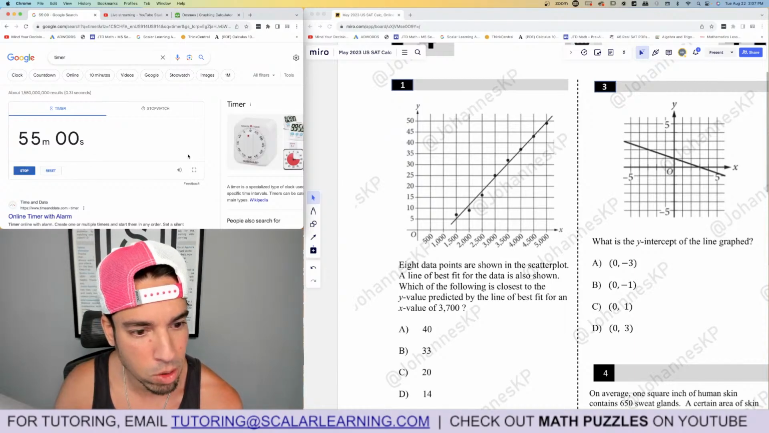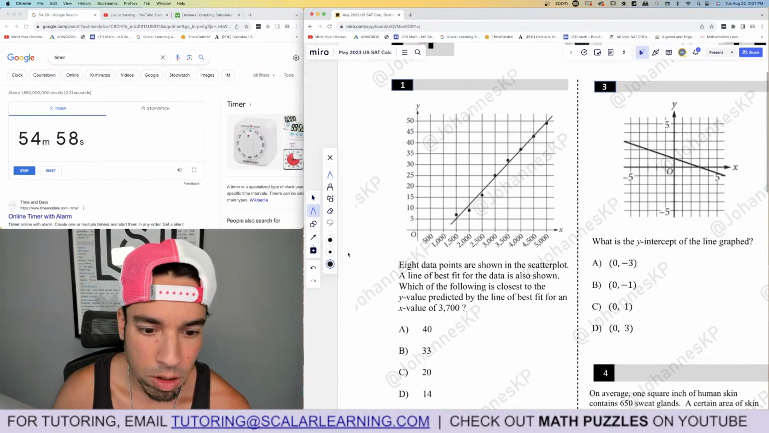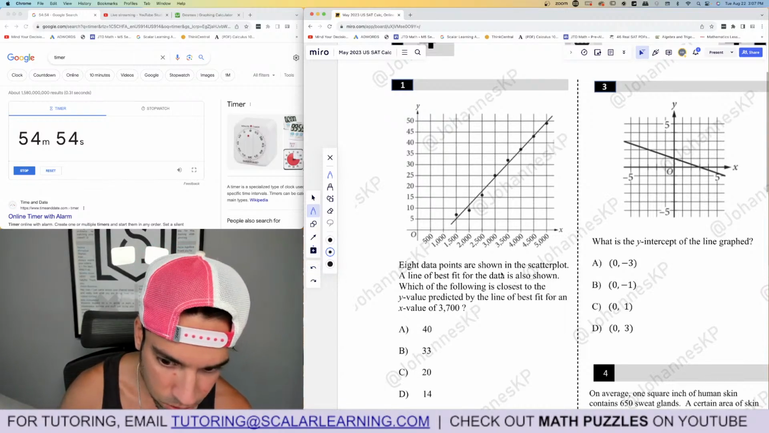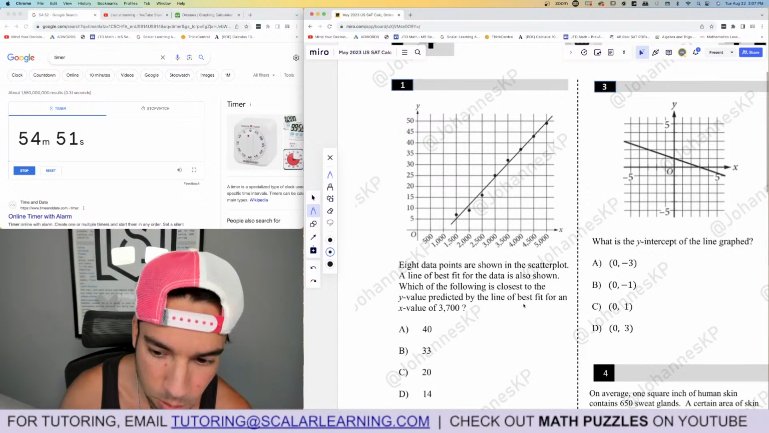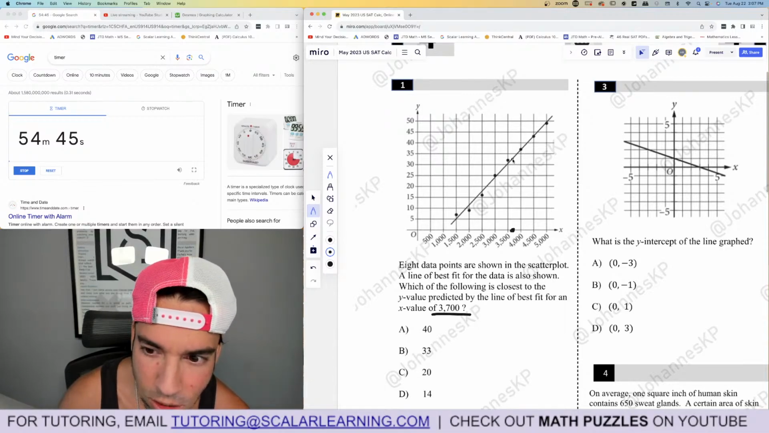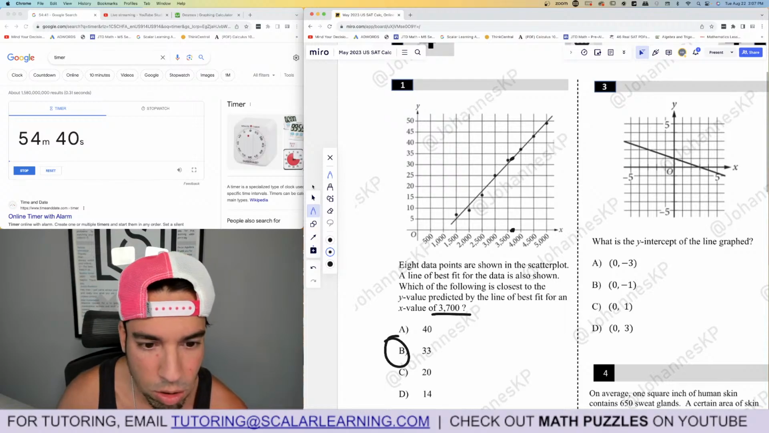3, 2, 1. Boom. All right. Let's do this. Here we go. 8 data points are shown in the scatter plot. A line of best fit for the data is also shown. Which is the closest to the y value predicted by the line of best fit for an x value of 3,700? So here might be 3,700. Line of best fit, we'd take it straight up on this. And it looks like 32.5, maybe 33 is the closest. That's how we do it.